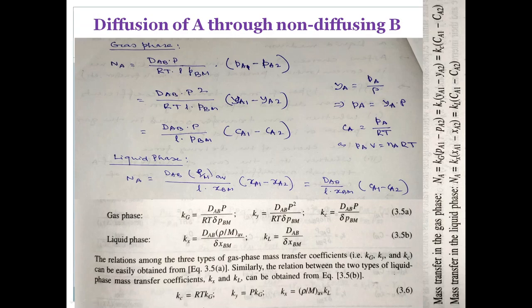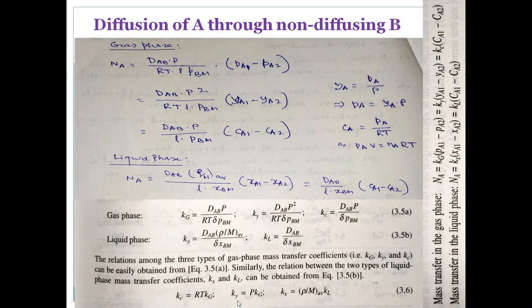Let's take a problem where you are given the driving force in terms of mole fraction, and you are given the mass transfer coefficient as kg. Then for this problem, you have to convert that kg into ky, and this is the conversion factor. If you multiply it with P, then it will come. Okay.